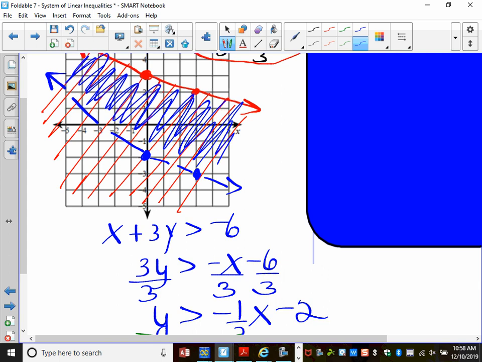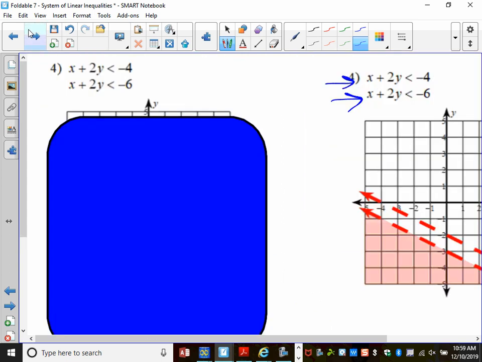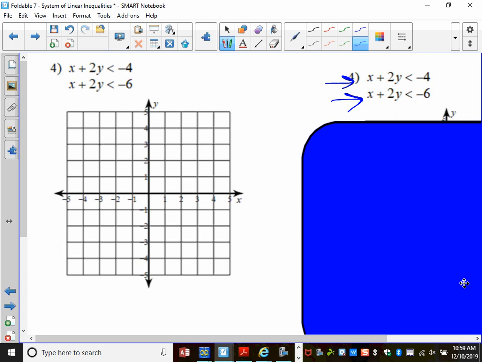So I'm going to let you do number 4. Okay, and of course, if you're absent or at home, if you were doing this, you would just write down the problems on some graph paper, since you don't have the foldable, and just follow along. So go ahead and solve these for y. Okay, and then graph them. Solve for y and then graph.